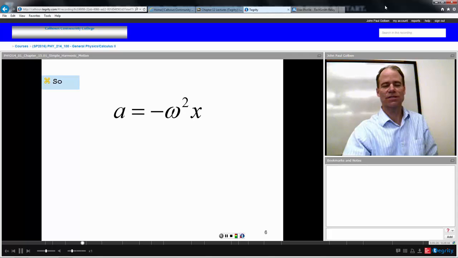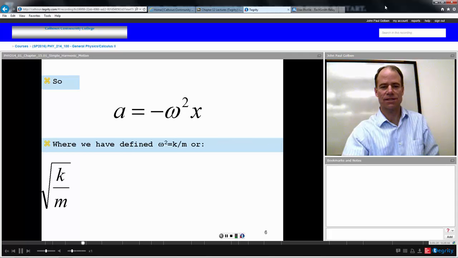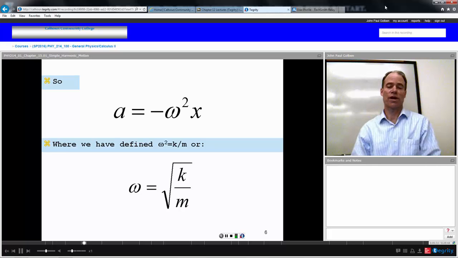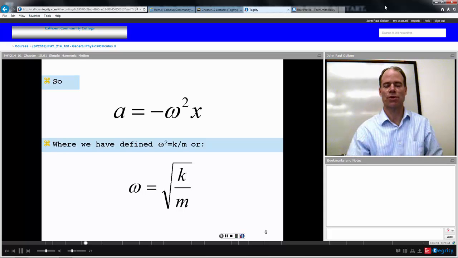So acceleration is equal to negative omega squared times x, and we have defined omega squared to be equal to k divided by m, so omega is equal to the square root of k divided by m for a mass spring system.